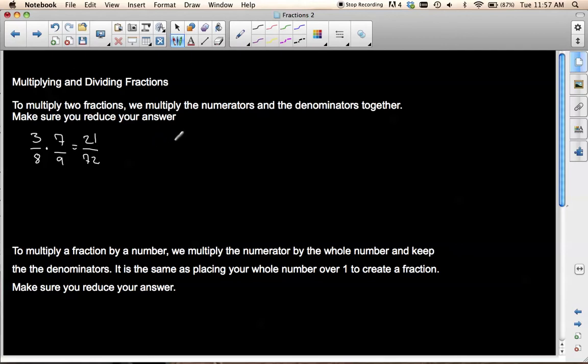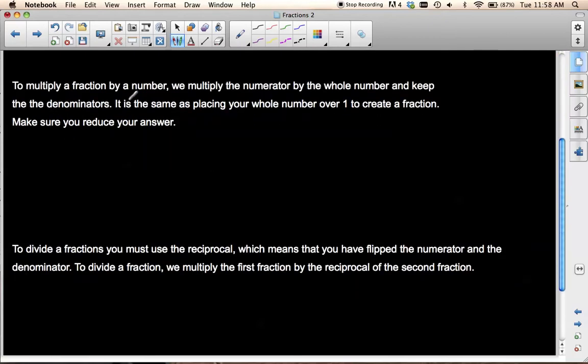So even if I were to have 3 over 5 times 6 over 4, multiply them out. 3 times 6 is 18. 5 times 4 would give me 20. And I'm done. Can this be reduced? We're going to talk about that more in the next video. This is just how to multiply them. That's all you need to do for multiplying fractions. So that's for two fractions together.